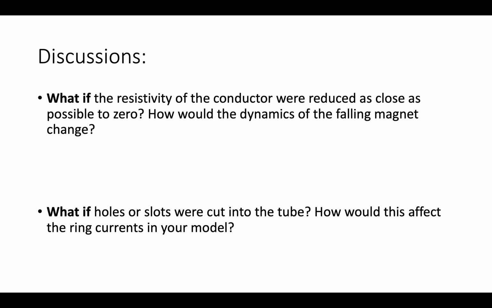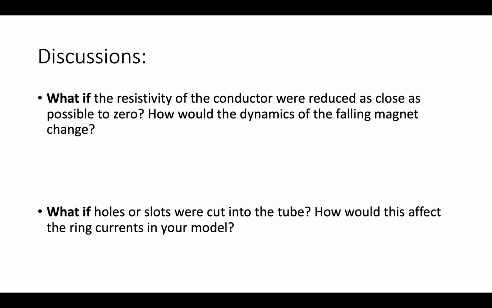Last two discussion questions. What if the resistivity is as close as possible to zero? Then I would imagine with the initial velocity dropping down, it's going to create a really large current that will be able to float the magnet essentially in the middle of the tube against gravity.